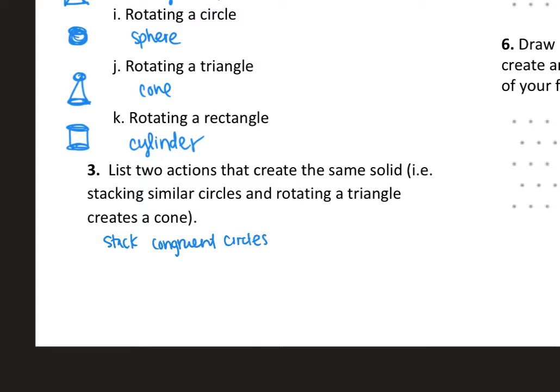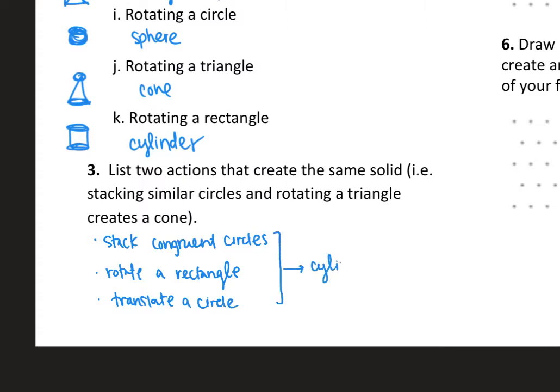There's actually three ways we can form a cylinder. We can stack congruent circles, we can rotate a rectangle, and we can translate a circle. And all of these actions create a cylinder. When we're describing an action, we do need to be specific about what we are stacking. So we're stacking congruent circles. We are rotating a rectangle. We are translating a circle.